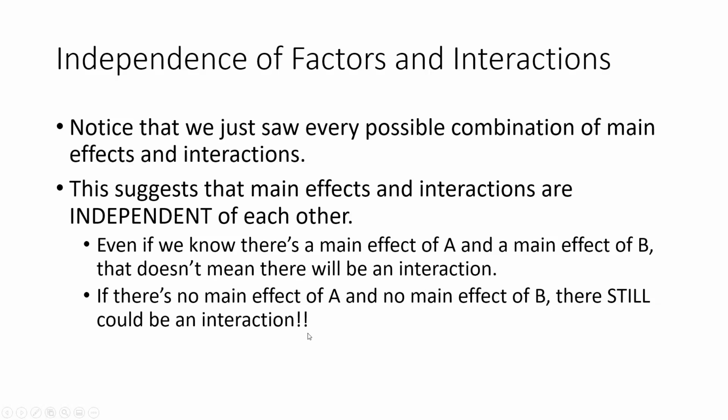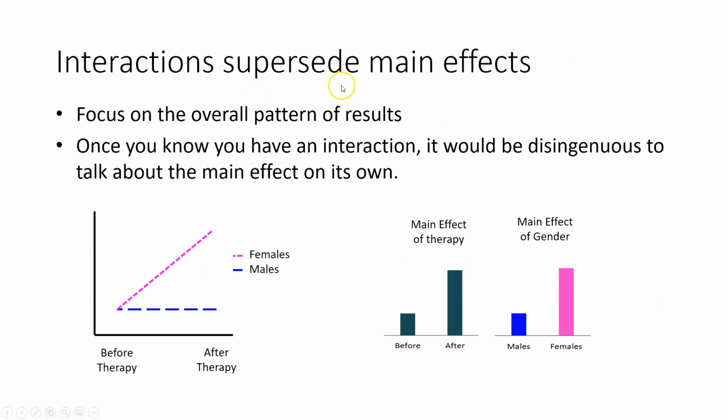Another important principle that we need to understand here is that interactions supersede main effects. What I mean by that is, if you have a situation like we talked about yesterday, where the therapeutic alliance matters a great deal, or if in this situation the type of response to therapy depends on gender, then what you're going to find is that the whole story is what you need to interpret, rather than just one of the main effects or both of the main effects. So you have to focus on the overall pattern of results when you get an interaction.